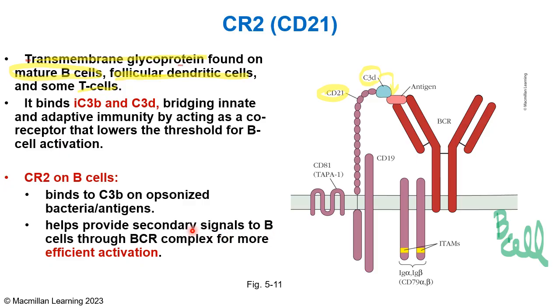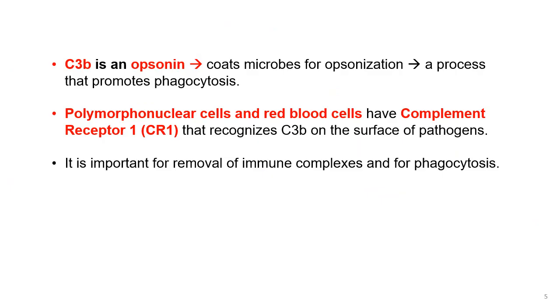So this is what it means when I say here that it provides a secondary signal to activate the B cell. Okay, effective activation of your B cell. Okay, everybody got this? All right. Remember, your C3b is that opsonin, all right, that's what coats the pathogen, right, it coats the pathogen.